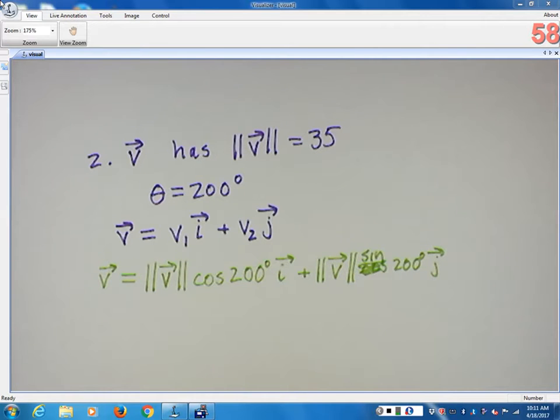And round to 4 decimal places. It's not at a 45, and we're not going to try to figure out the exact square roots, because this is not one of our 30-60s. 200 is 20 degrees more than 180, so that's not one of the angles we could use the unit circle for. We're just going to use the calculator.